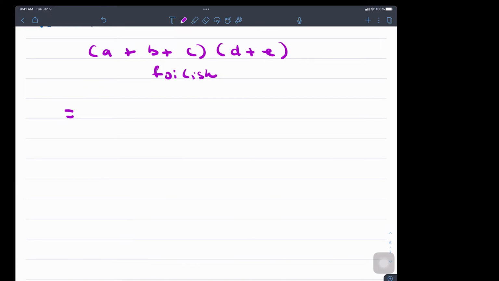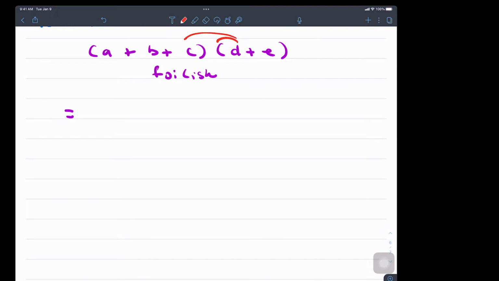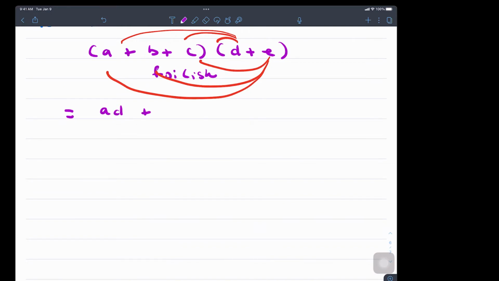Here's what I'm saying. You're going to distribute what? The D to these 3 terms, and distribute the E, multiplication, to these 3 terms. So how do you do that? Let me express this in terms of what you have here. This is what? AD plus BD plus CD. And then this is going to be plus what? This will be plus AE, okay, plus BE plus CE.